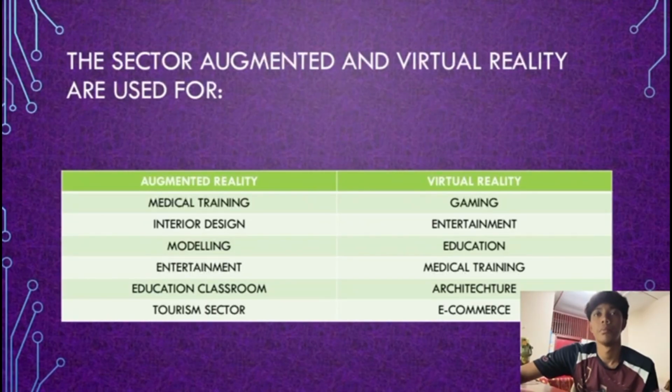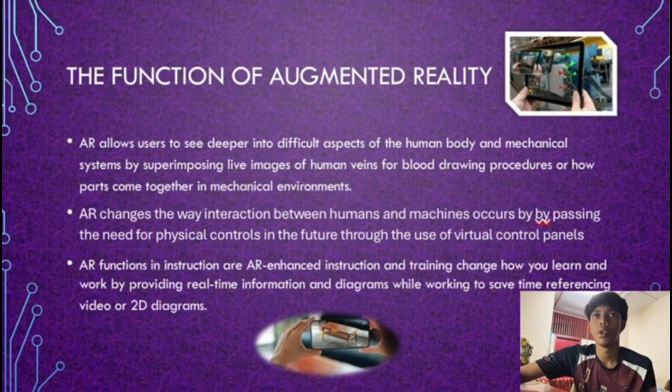Hi everyone, my name is Muaz bin Muhamad and I'm covering the function of augmented and virtual reality. First of all, I'm going to introduce the sectors that augmented and virtual reality are used for. For augmented reality, it is used for medical training, interior design, modeling, entertainment, education classroom, tourism sector. On the other hand, virtual reality is used in the field of gaming, entertainment, education, medical training, architecture, and e-commerce.